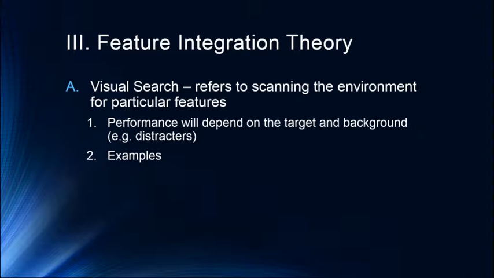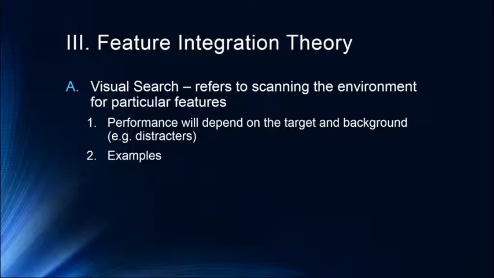That leads us then to feature integration theory. And feature integration theory is used to explain how we are able to search our environment for particular visual objects. And this is something we do all the time without realizing that's what we're doing. So if you're driving down the road trying to find a Starbucks, you're searching your visual environment for that green logo that you know so well.